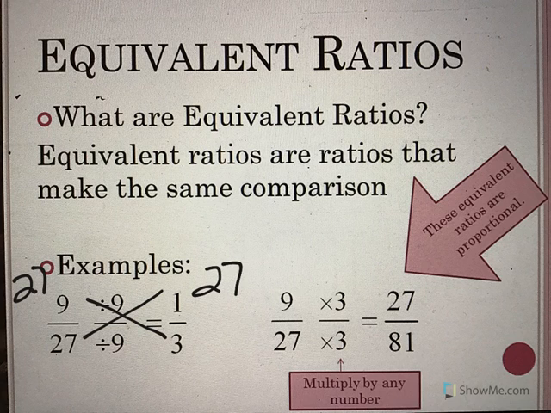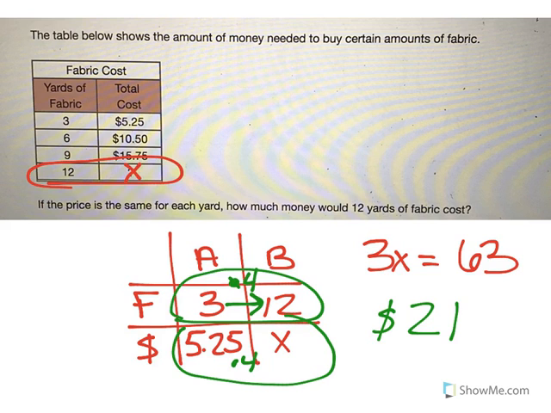So again, what are equivalent ratios? Equivalent ratios are ratios that make the same comparison. A lot of times you can treat them like equivalent fractions. How did you find those? In elementary school, whatever you do to the top, you do to the bottom. Sometimes we can cross multiply. And on these, again, just look for that rate and you'll find them.